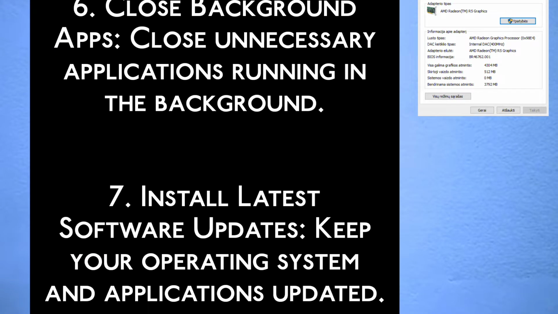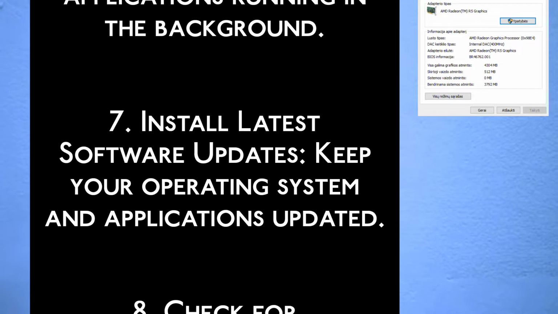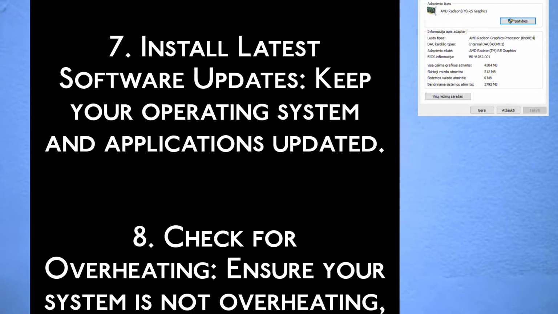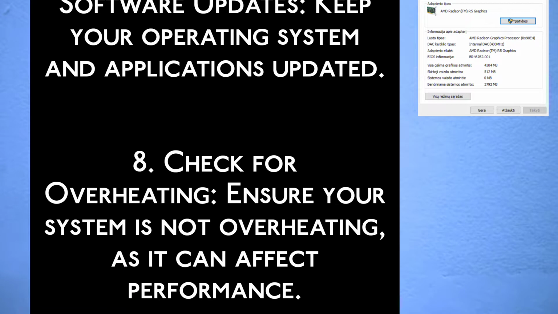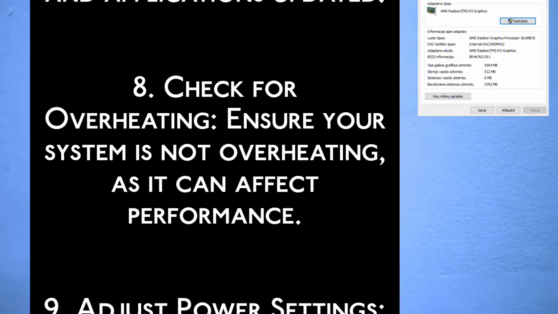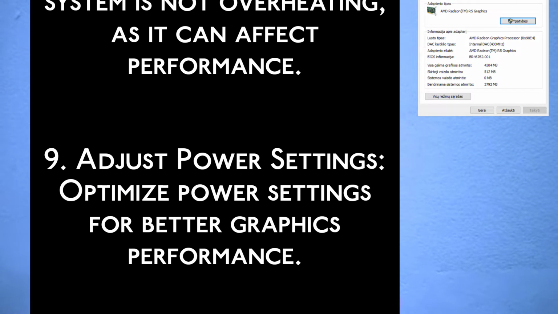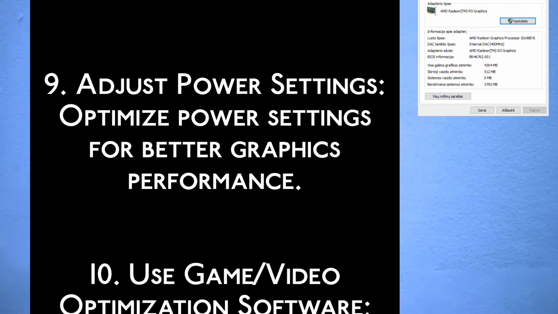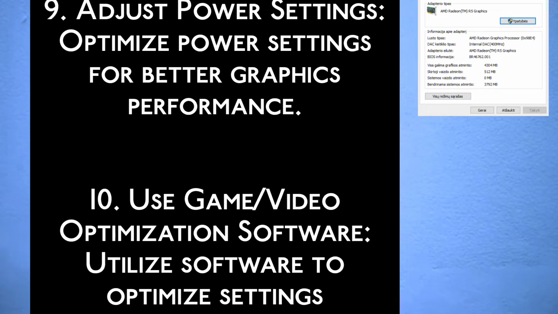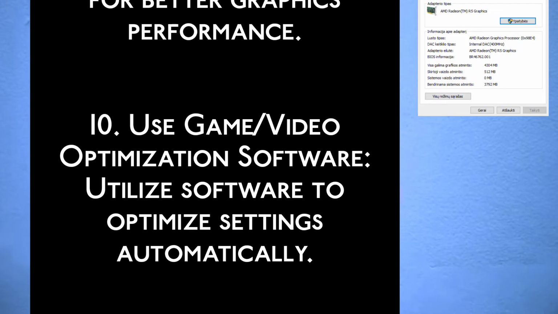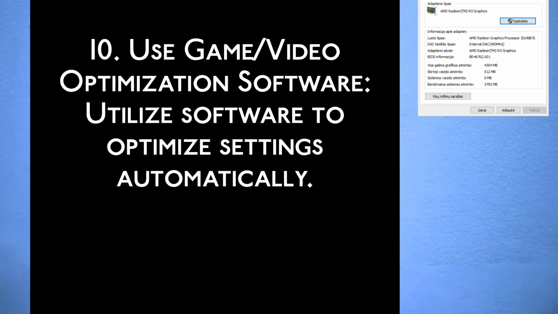Step 7. Install latest software updates. Keep your operating system and applications updated. Step 8. Check for overheating. Ensure your system is not overheating as it can affect performance. Step 9. Adjust power settings. Optimize power setting for better graphics performance. Step 10. Use game video optimization software. Utilize software to optimize settings automatically.